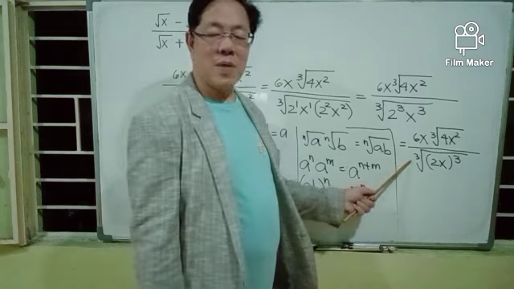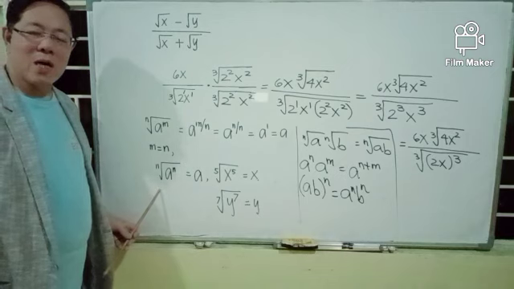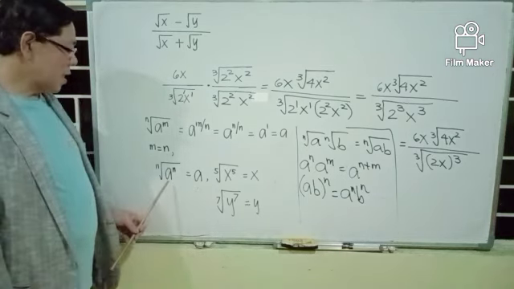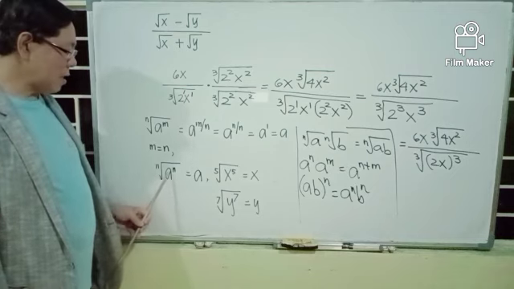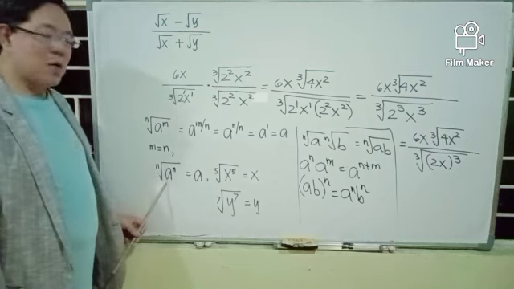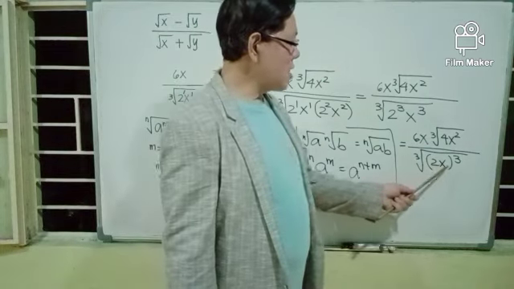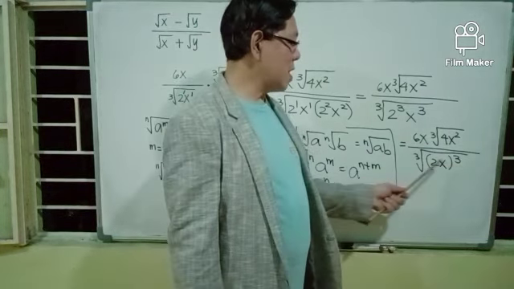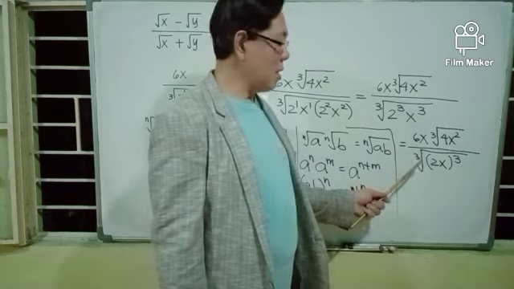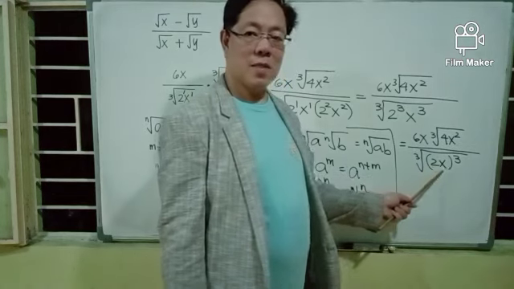Now we can simplify the denominator by applying this property of radicals. The nth root of a to the n is equal to a. If the exponent of the base is equal to the index n of the radical sign, then the nth root of a to the n is simply a. The exponent of the base 2x is 3, and it is equal to the index 3 of the radical sign. Thus, the denominator simplifies to 2x, the base.